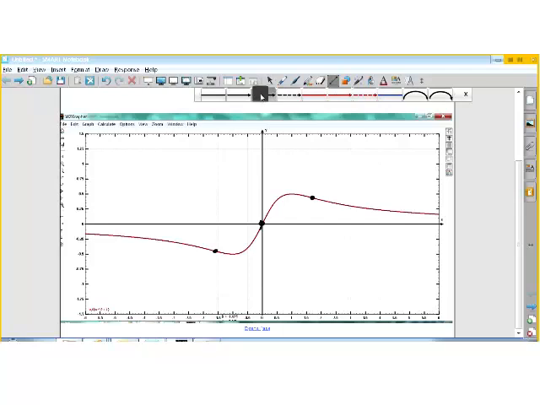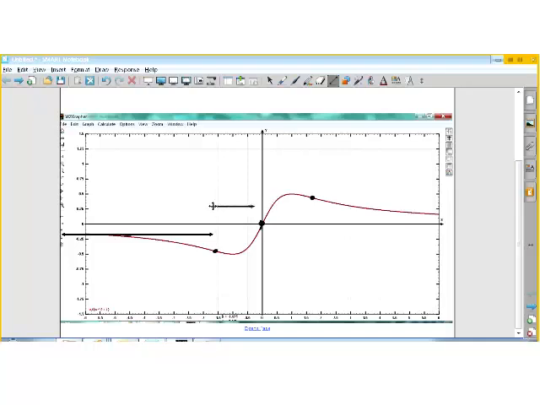Then what we did was we broke it up into intervals. We went from negative infinity to negative the square root of 3. We went from negative the square root of 3 to 0. We went from 0 to positive the square root of 3. And we went from positive the square root of 3 to positive infinity. So those are the intervals. So that's one interval. Second interval. Third interval.